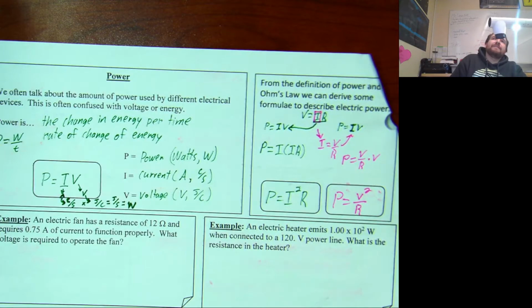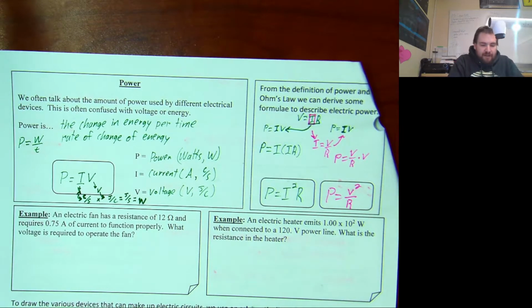So depending on the information that's given to us, now we've got three expressions for electric power being used by an object in a circuit.